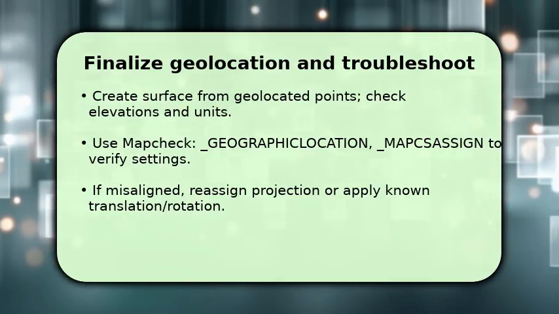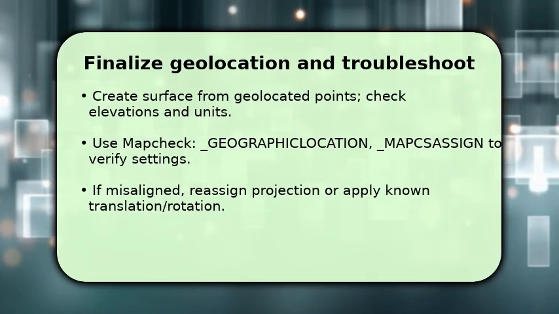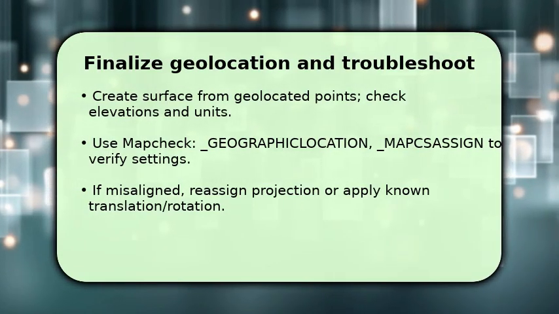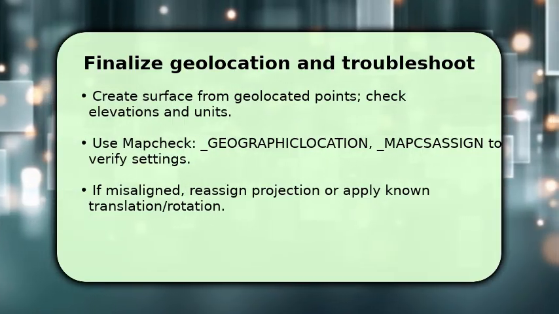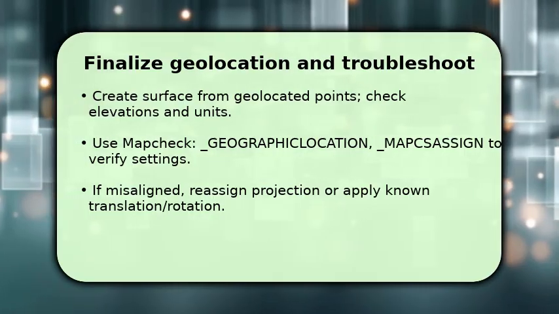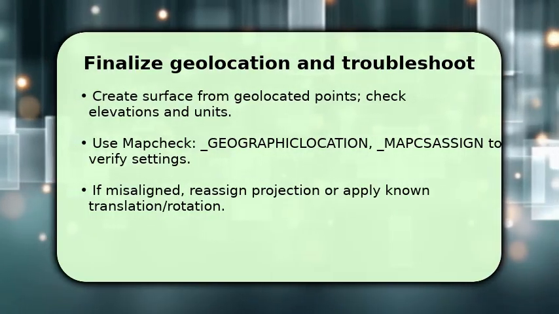Use commands like geographic location and maps assign to review the assigned coordinate system and datum. If objects appear offset or rotated, first reassign the correct projection. If that fails, apply a known transform. Translate and rotate using measured control points.